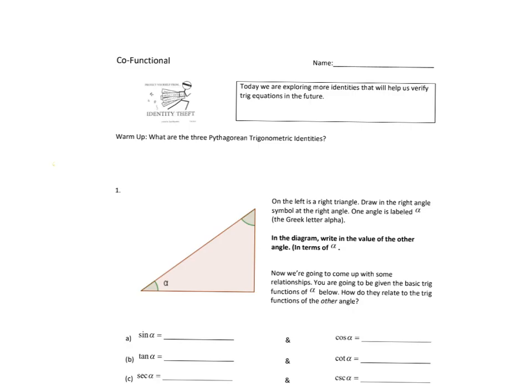Our warm-up is what are the 3 Pythagorean identities? So let's write those down. Try and do that. Pause the video and try and do it on your own, and then check back. We have sine squared theta plus cosine squared theta equals 1. And then if we divide everything by sine squared, we get 1 plus cotangent squared theta equals cosecant squared theta. And then if we divide our original equation by everything cosine squared, we get tangent squared theta plus 1 equals secant squared theta.